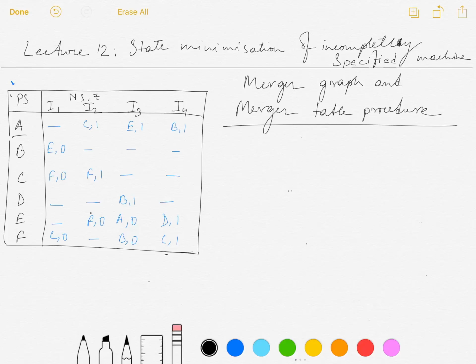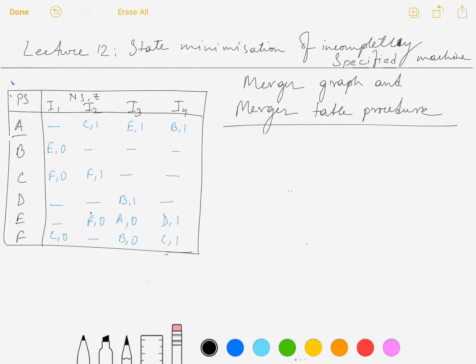In the last lecture we have shown how to reduce the number of states for a completely specified machine, that is for a DFA. It has two procedures: one is the mark and reduce procedure, another is the method of closed partitioning. But here we will show you how to reduce the number of states in a machine where for a particular input the outputs are not specified.